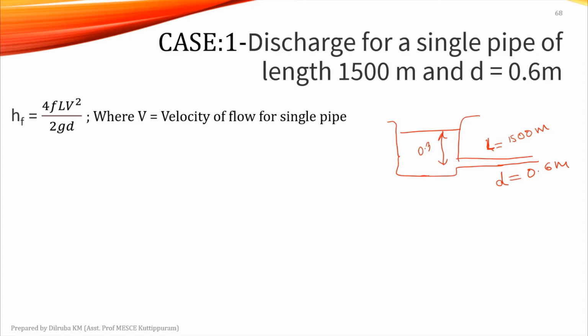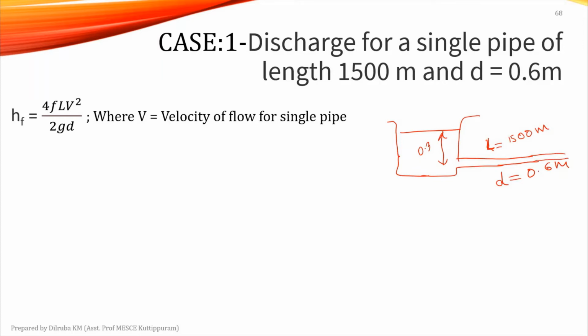And in second case, in order to increase the discharge, they are introducing another pipe of same diameter but half length, introduced at the second half of this length, that is at 750 meter. So in first case, we have to find out the discharge. In second case, again we have to find the discharge when a new pipe is introduced. So let us see how to find the discharge.